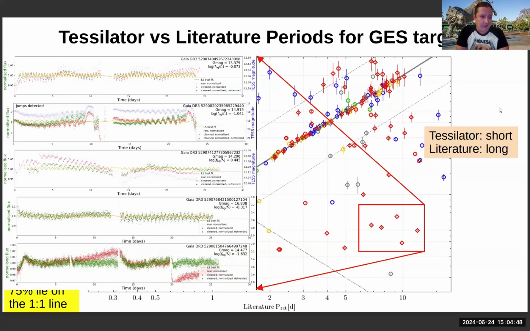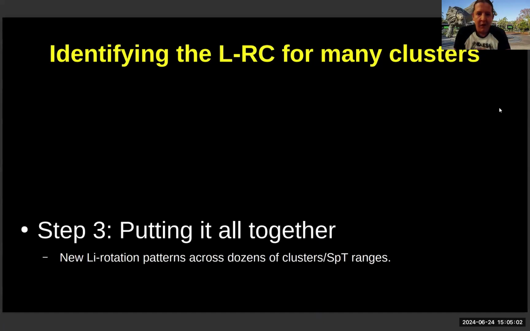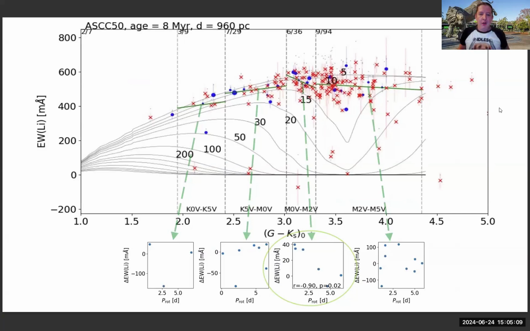Now, the way we selected the final rotation periods is, well, effectively by choice, by human choice by now. We hope to use a more advanced technique perhaps in the future, but this is very much a preliminary work in progress. So let's have a look at when we put the lithium and rotation together for some of these clusters. So I may need to describe this diagram for a second.